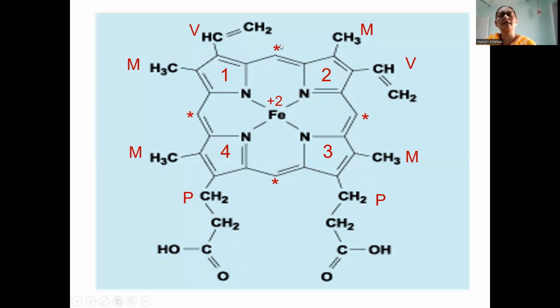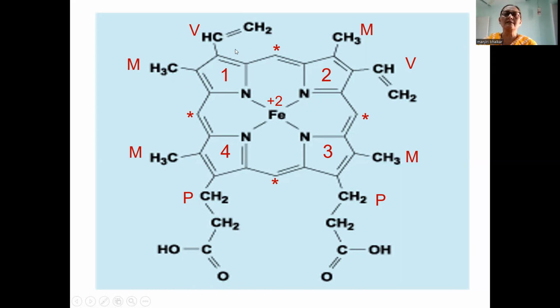This asterisk mark indicates the presence of CH. And so at one side, at one ring, it is attached by a single bond, and to the other ring, it is attached with the help of a double bond. Now look at the substitutions over here. The first pyrrole ring is substituted with a methyl group and a vinyl group. CH double bond CH2 is a vinyl group.